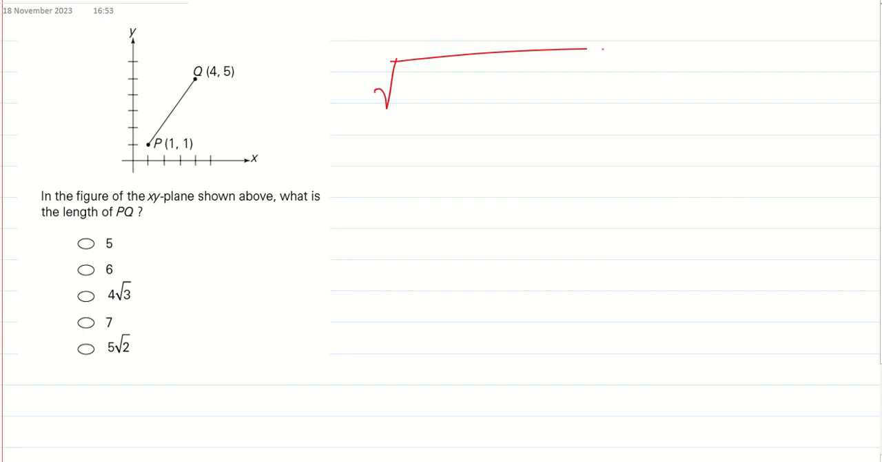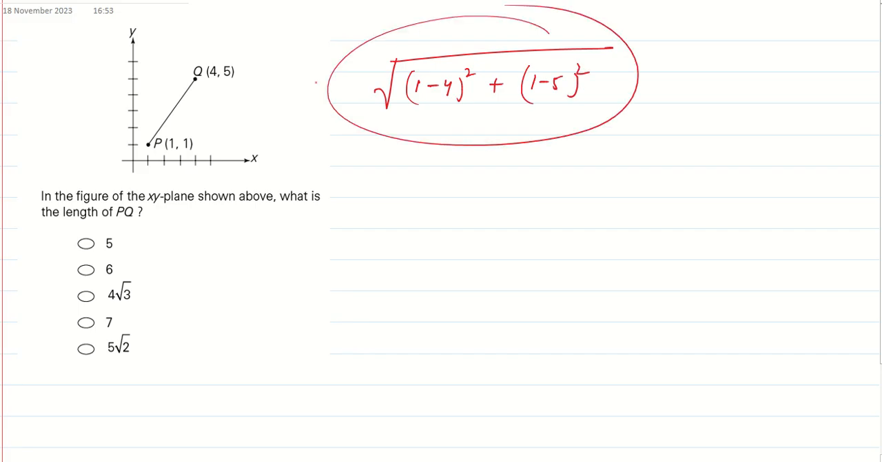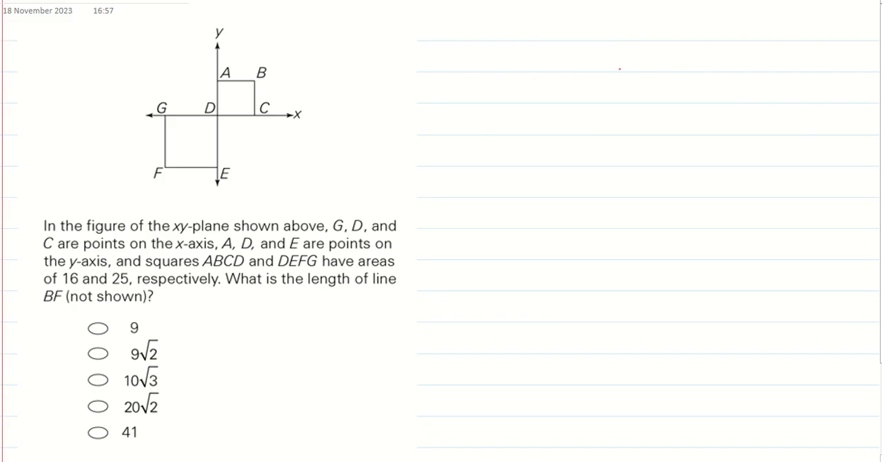Correct, no? So can I say 1 minus 4 whole square plus 1 minus 5 whole square? Correct. So I can do it either side also, 4 minus 1 and 5 minus 1. It does not matter because of the square, it becomes positive. Correct. So, easier. What about this one? Sure. Give me a try.